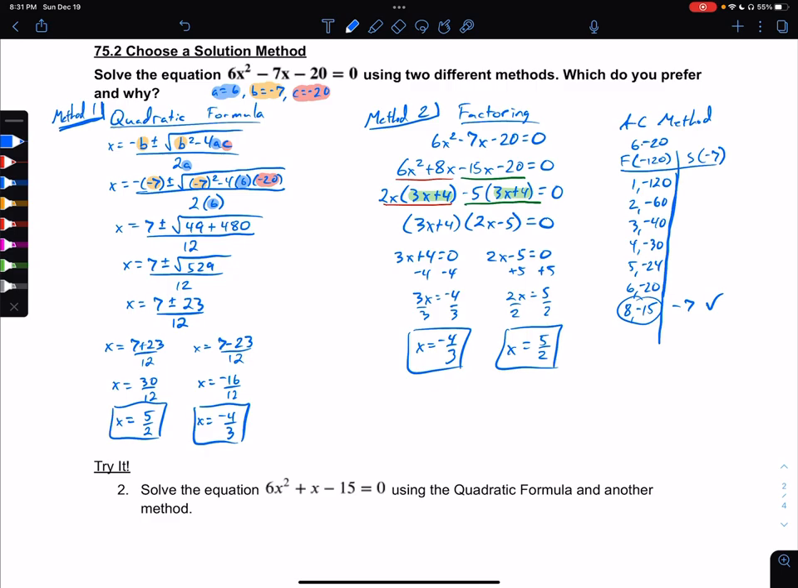And I am done talking and explaining that. Which method do I prefer? Quadratic formula. I'm not going to explain why. I already did.